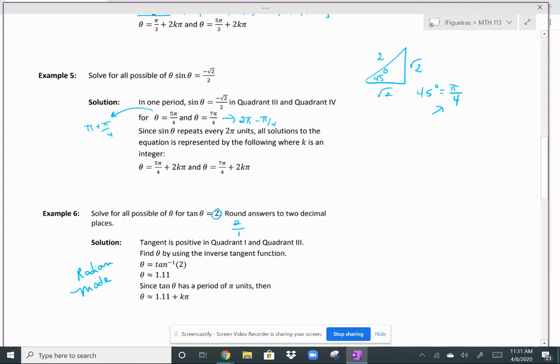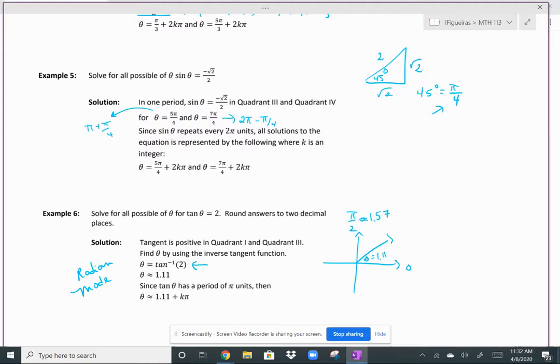So keep in mind that tangent is positive in quadrants 1 and 3. So whatever answer you get, you're going to have to then make sure it's in the appropriate quadrant. So we're going to take tan inverse of 2, put the calculator in radian mode. That will give you an approximate value of 1.11. 1.11 is in quadrant 1. And the reason I know that is because this is 0, and this is pi over 2, and pi over 2 is about 1.57. So 1.11 is an acute angle.